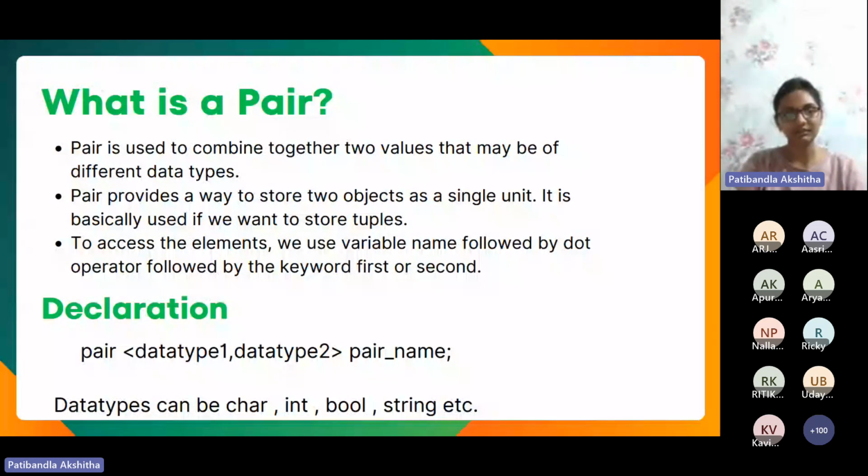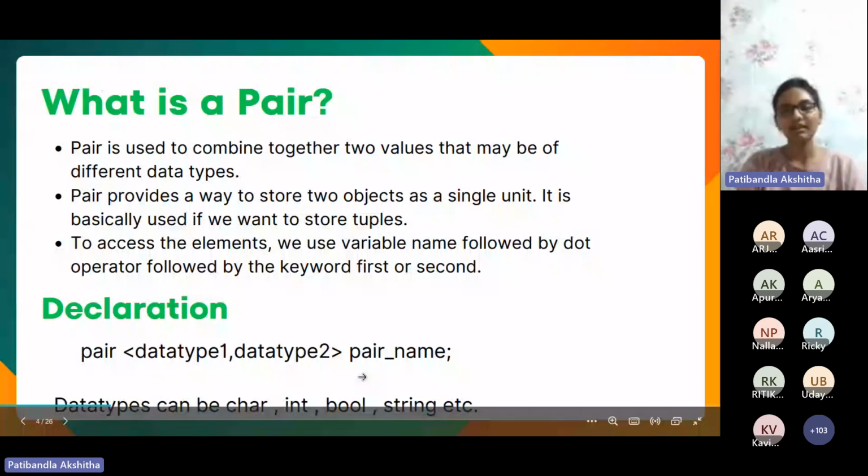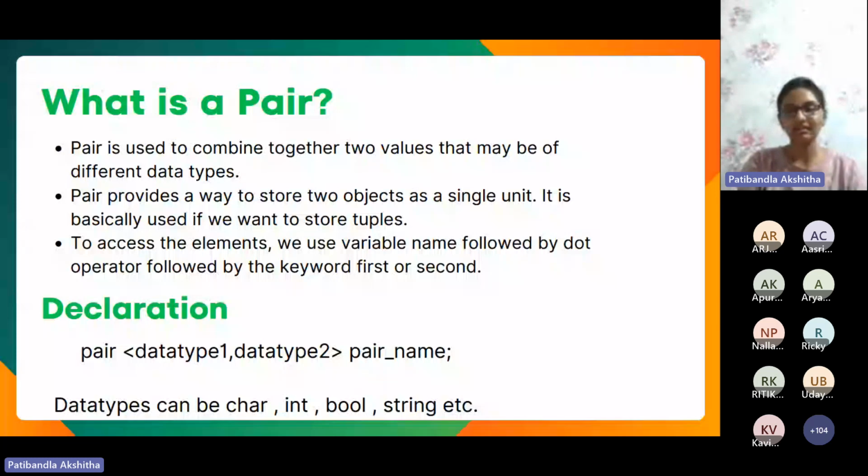We declare the pair as pair less than data type 1, comma data type 2 greater than pair name. Here the pair name stores two values in which the first value will be of data type 1 and the second value will be of data type 2. The data types can be char, int, float, string, and anything, etc.